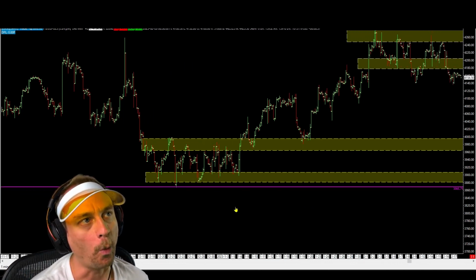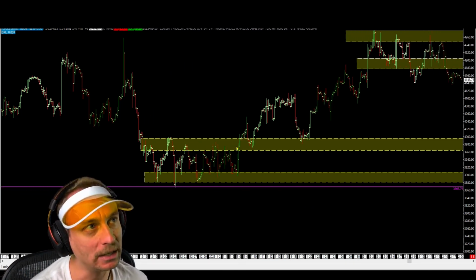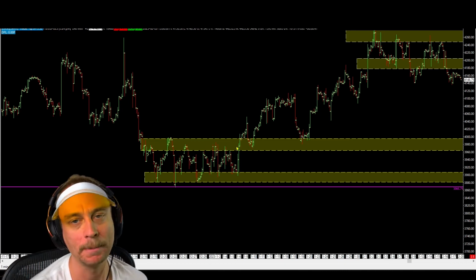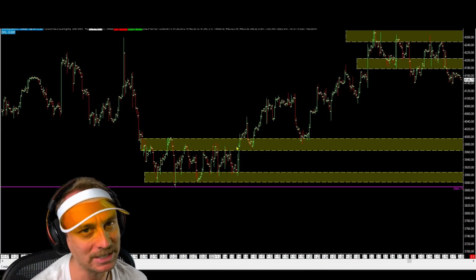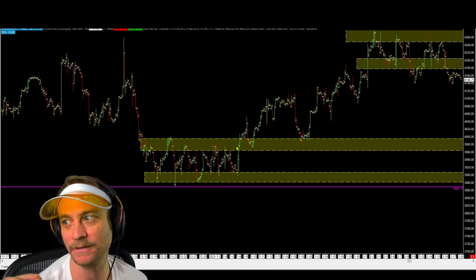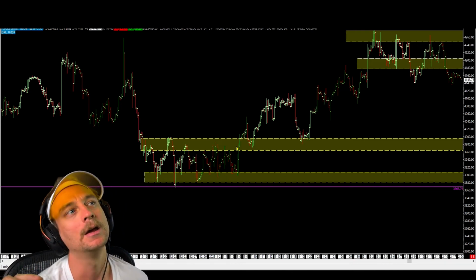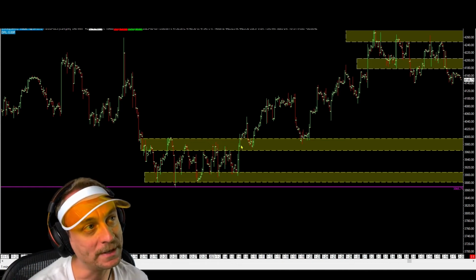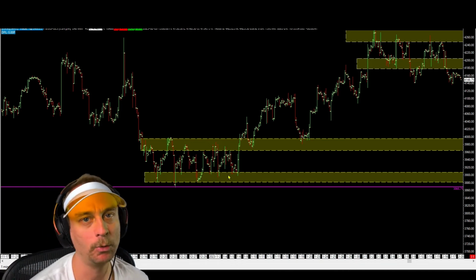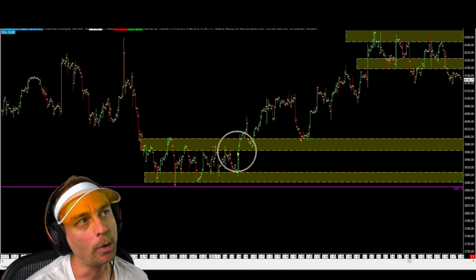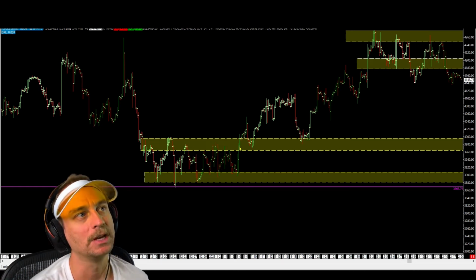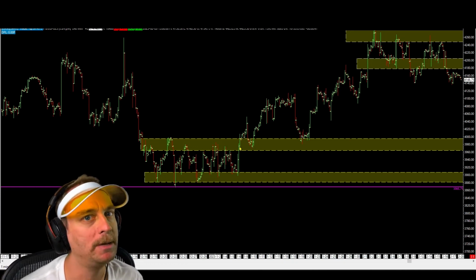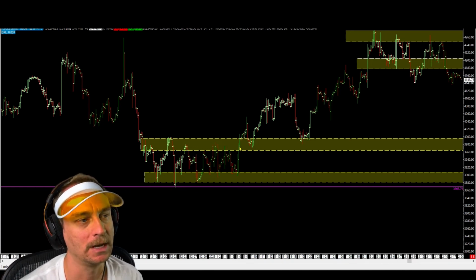Now, what I could do is I could get long up here, but I'm breaking out of the micro range, which again, it's not really a micro range, but for the sake of this, we're going to say it is. Going long here would be mean favor. Going up here would be mean against. So up here, I would be more tight on management.